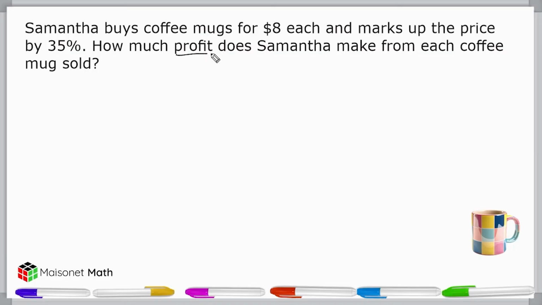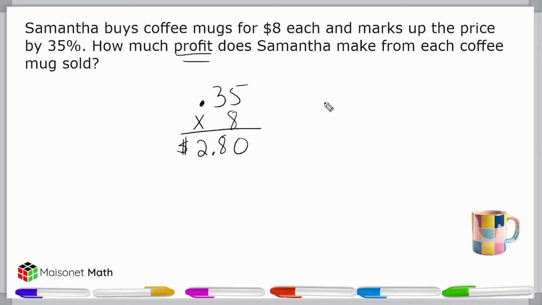So we have to figure out how much profit she makes from each coffee mug sold. All right, so we're going to take this 35% and express it as a decimal and then multiply that by 8. And 8 times 35 is 280. We put our decimal right here. So that would be $2.80.